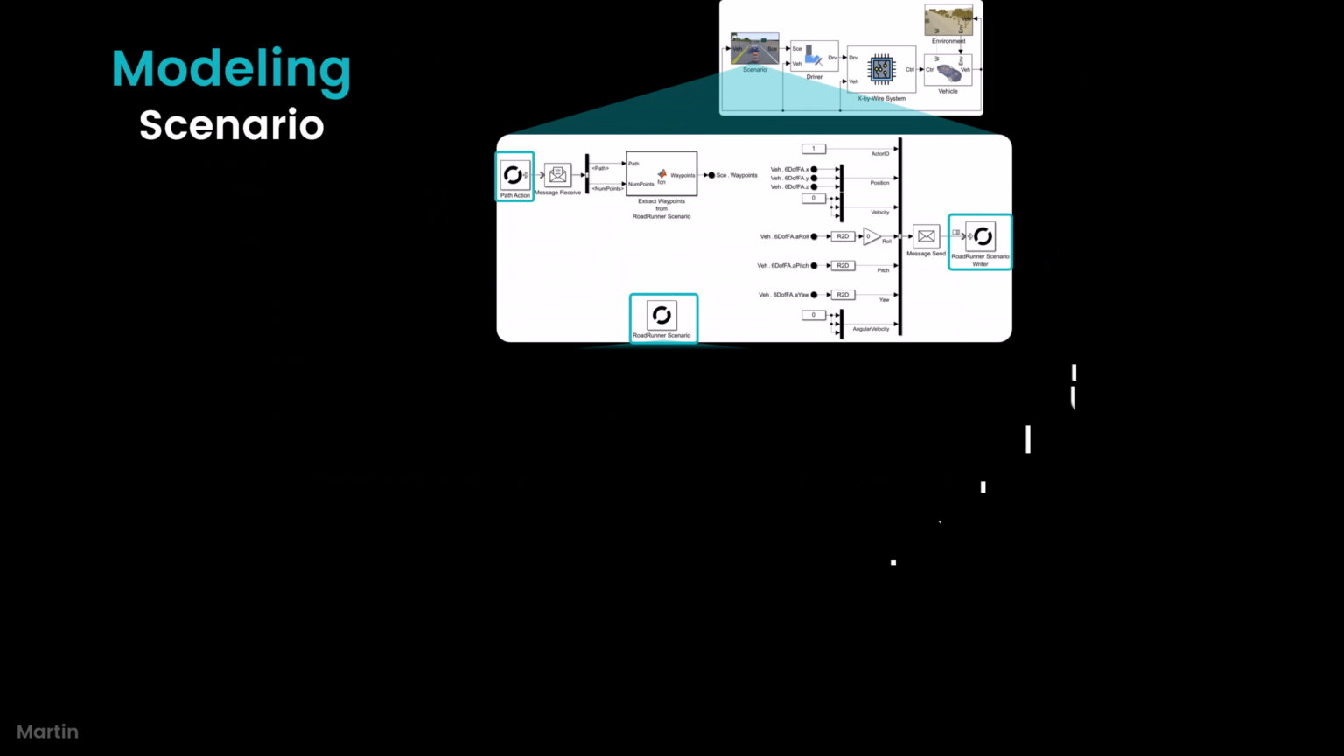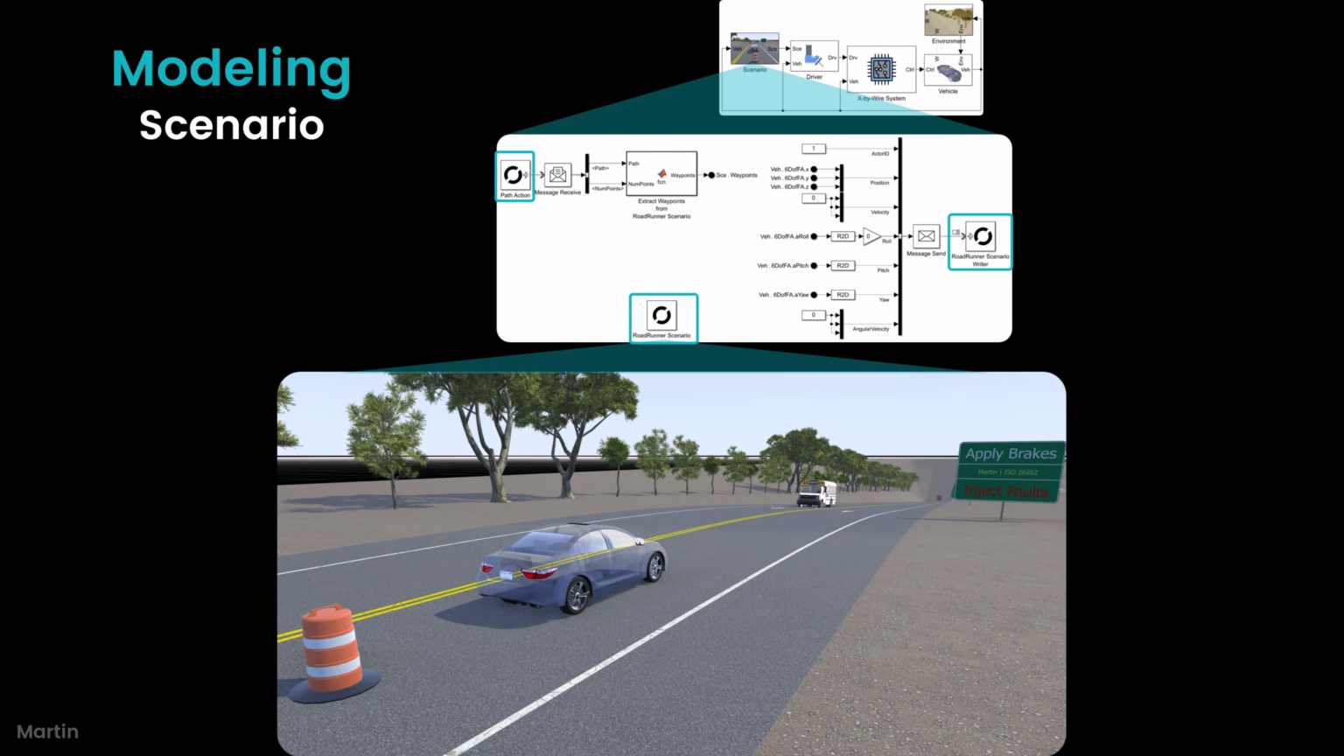To dive deeper, looking into the scenario subsystem, it contains blocks that interface Simulink with RoadRunner, enabling co-simulation. These blocks exchange scenario data, for example, road geometry, actors, and trajectories, synchronize time steps, and pass control or sensor signals between the Simulink model and the RoadRunner scene to drive and evaluate scenarios.